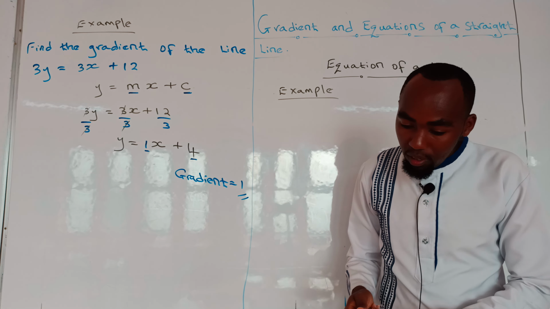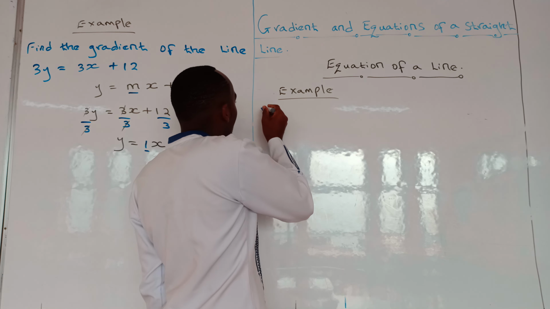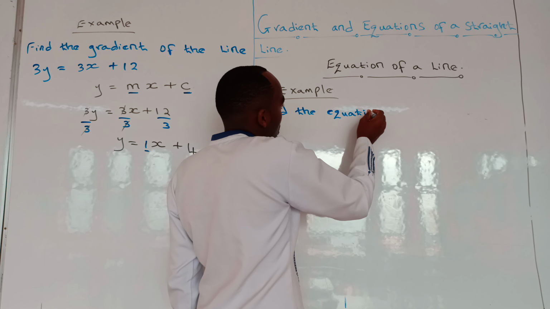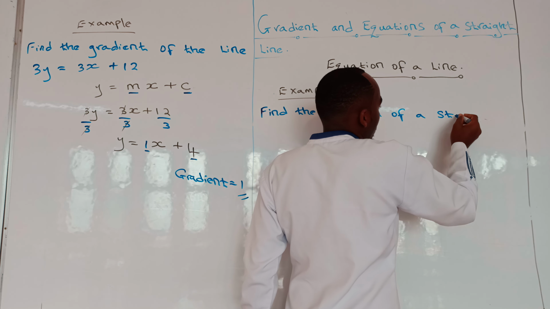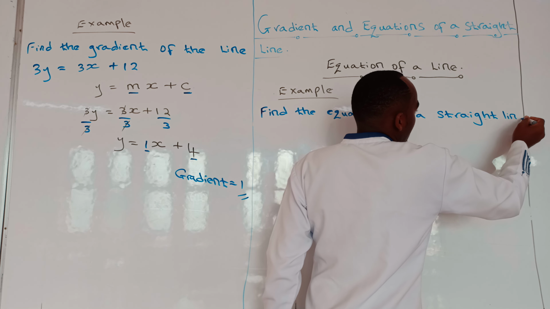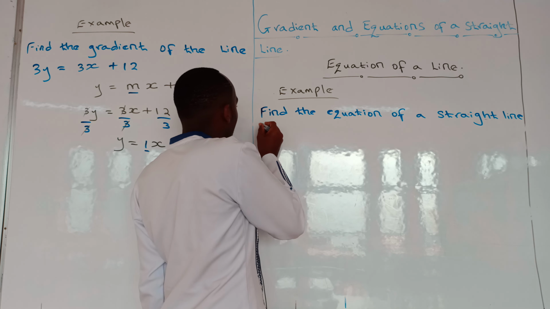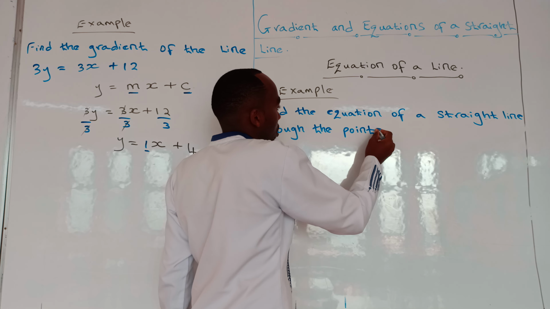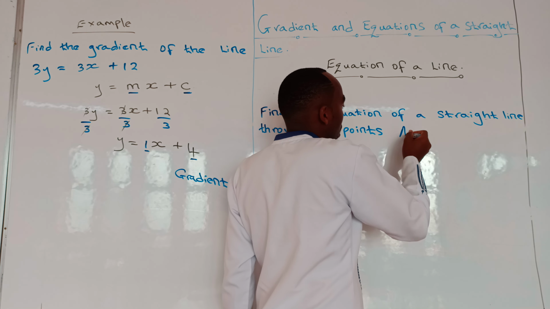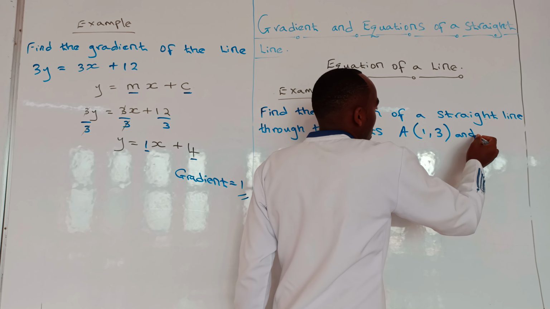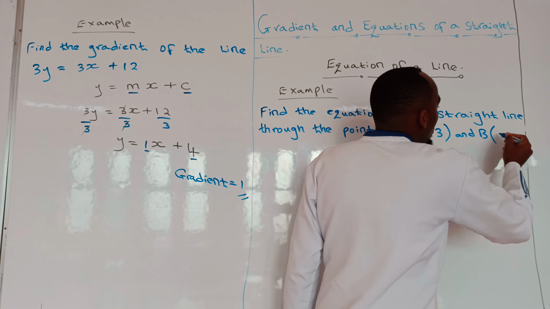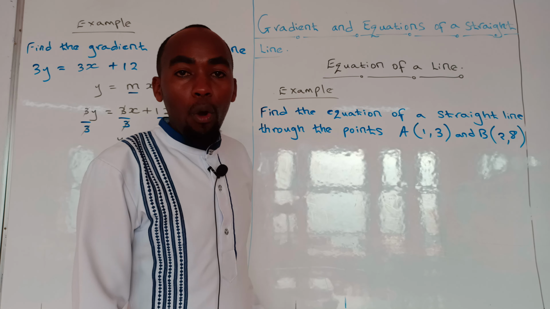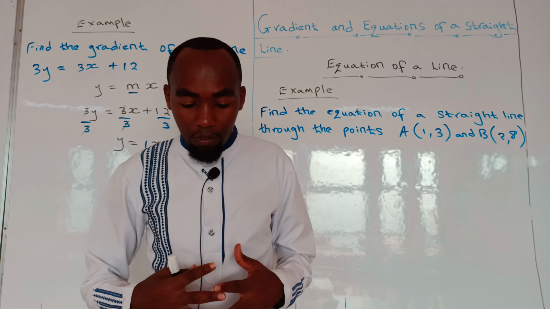And the example I want us to look at is: find the equation of a straight line through the points, we are given the points A, (1, 3), and B, (2, 8). Now consider such a question where you are expected to form an equation of a straight line.